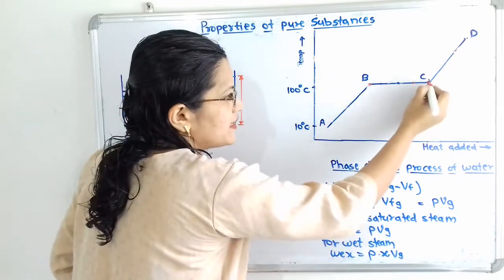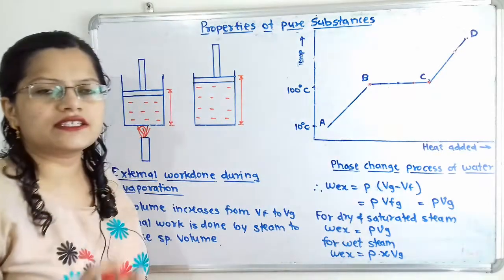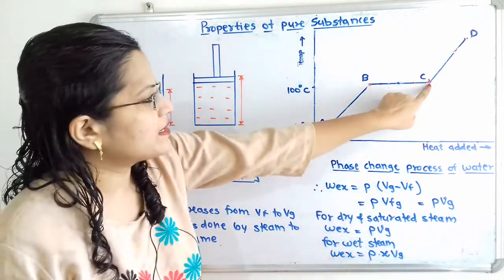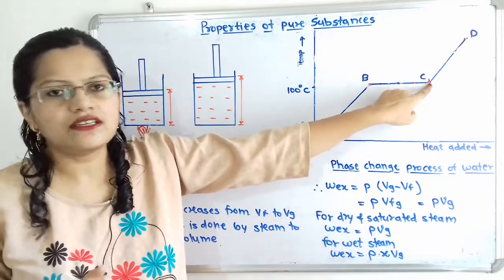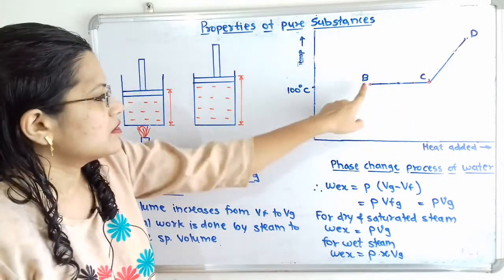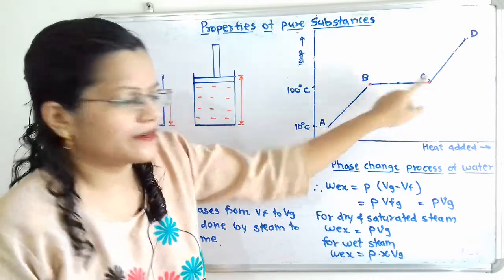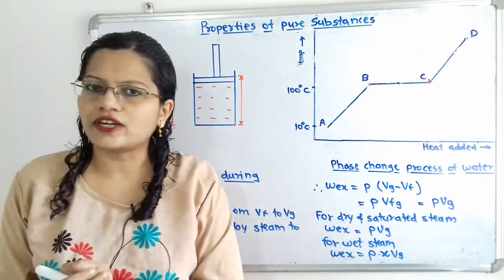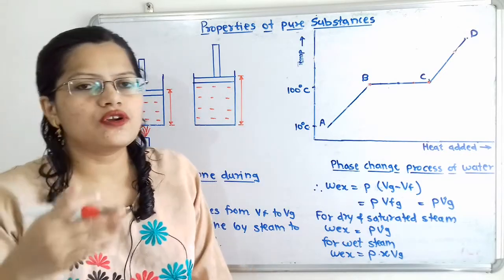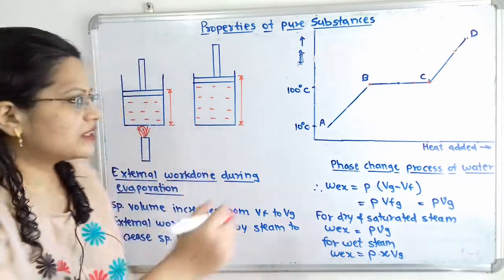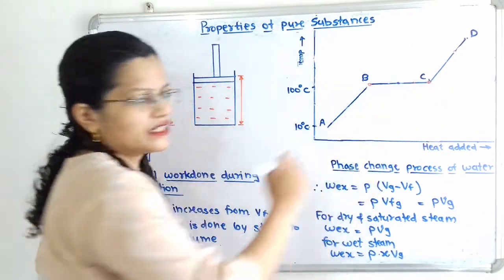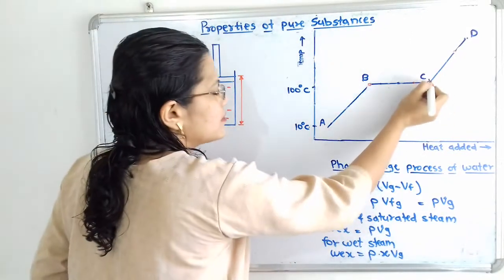So here at point C there is the dry and saturated steam. So this point is known as the saturated vapor. So from point B to C, when this water is getting converted into water vapor, then its volume will get increased. So this point is important. So at this saturated water and saturated water vapor or saturated steam.